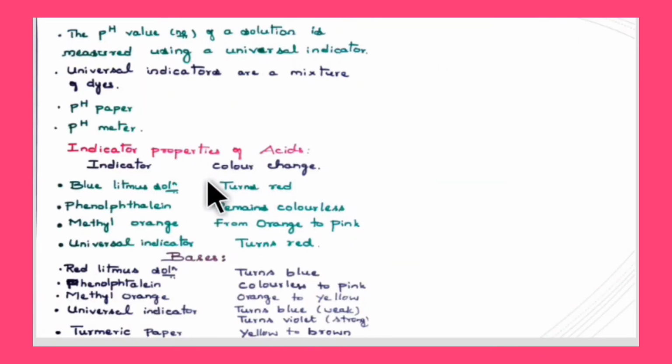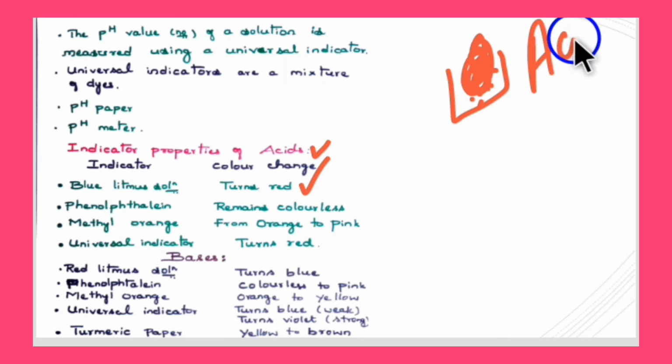So next, moving to important properties of the indicators of acids and bases. Very important, these points could be asked in the exams. Let us first check indicators and their color change. For acids, if you take blue litmus solution, acids turn blue litmus to red. So if you get a red color as the final result, you can identify that there is acid present in that solution.